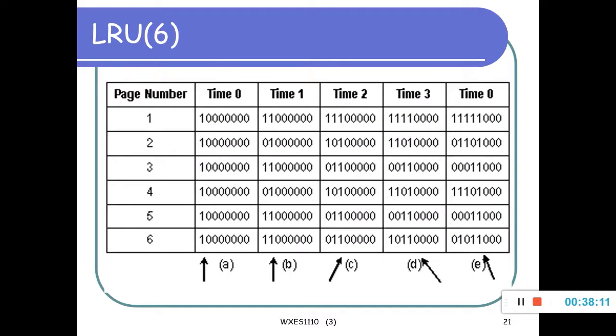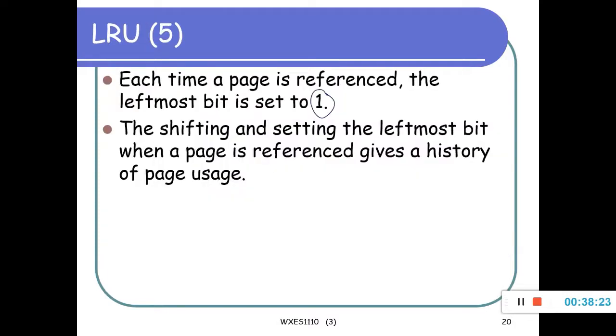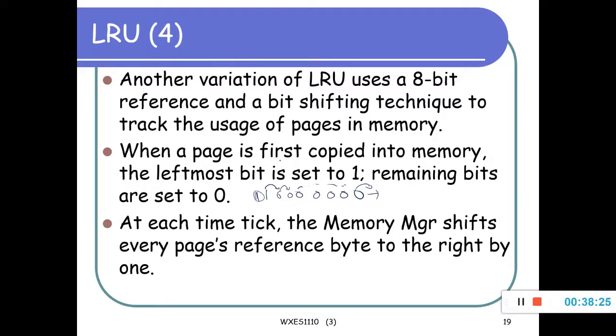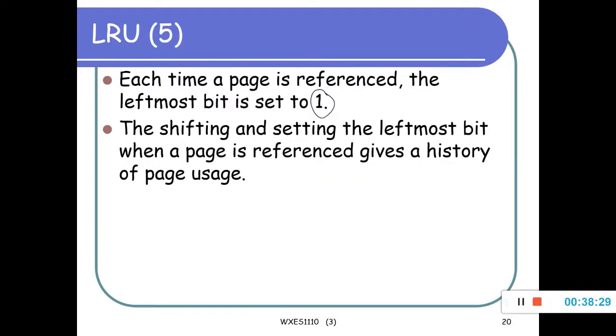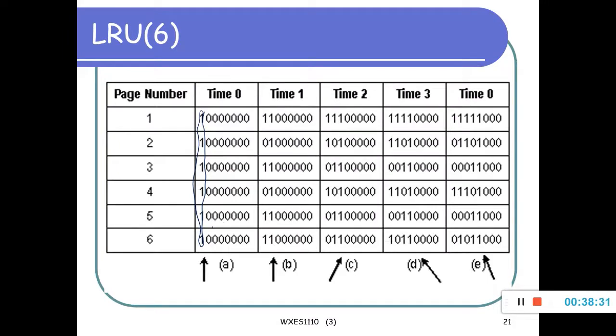So look here on this side. On section A, you have all of this initialized to 1. Okay, remember this one? When a page is first copied into memory, the leftmost bit is set to 1, and the remaining bits are set to 0. So this is the initialization.